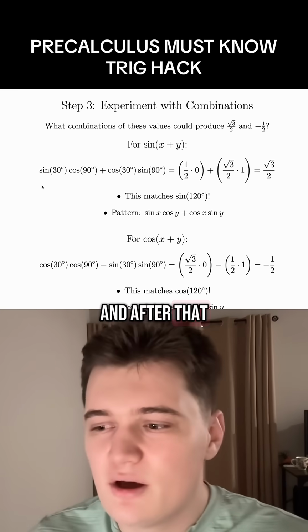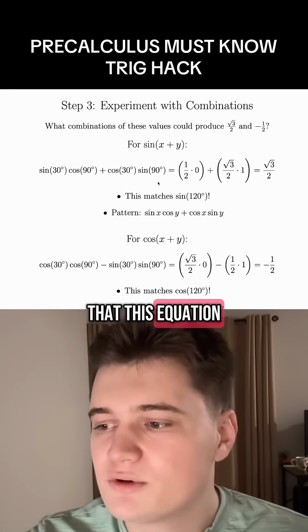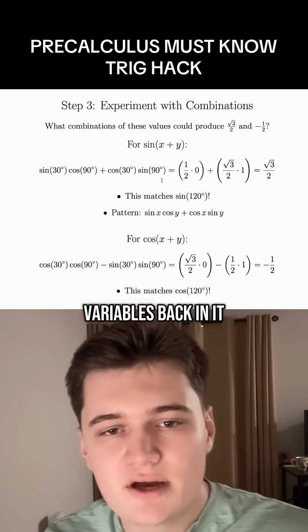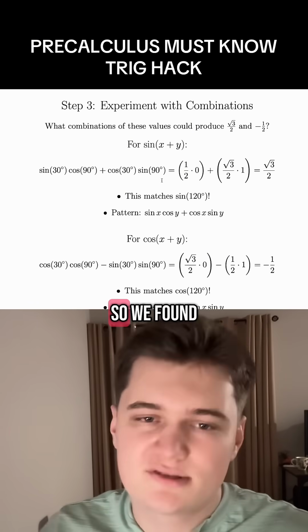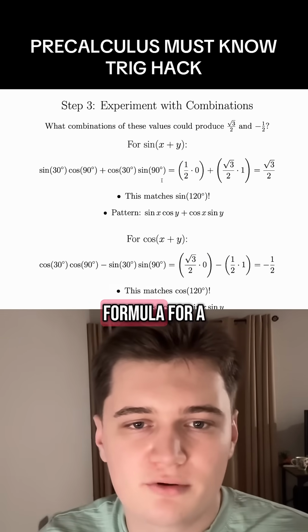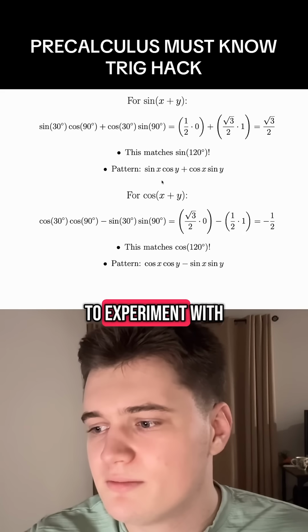And after that, we can verify that this equation looks correct and plug the variables back in, and it's going to give us the formula. It's going to give us the pattern, right? So we found the formula for sine x plus y. Now let's try to experiment with cosine x plus y.